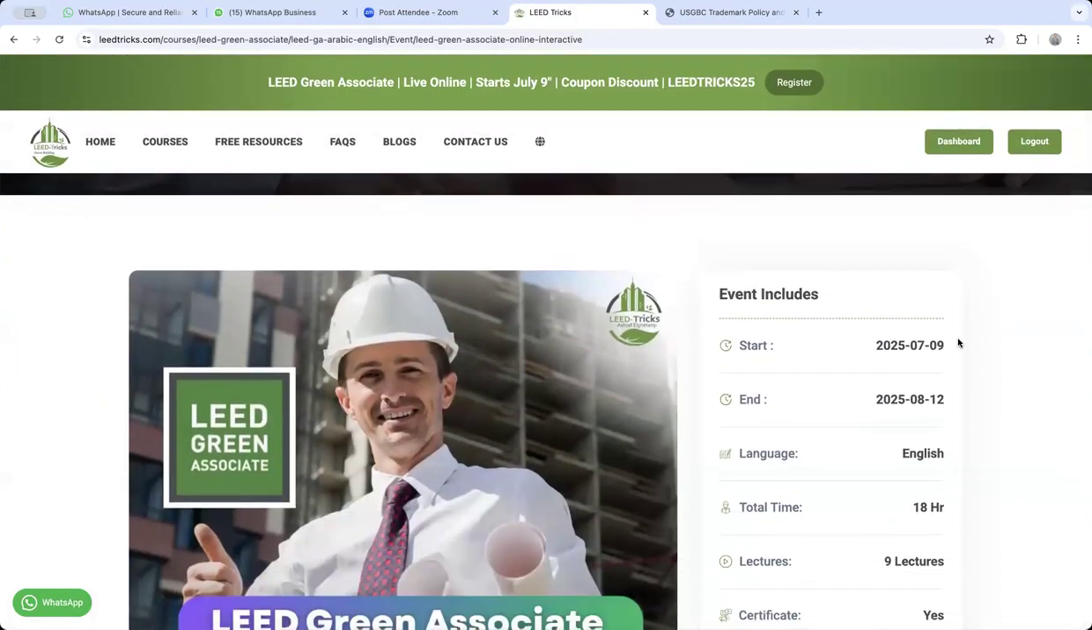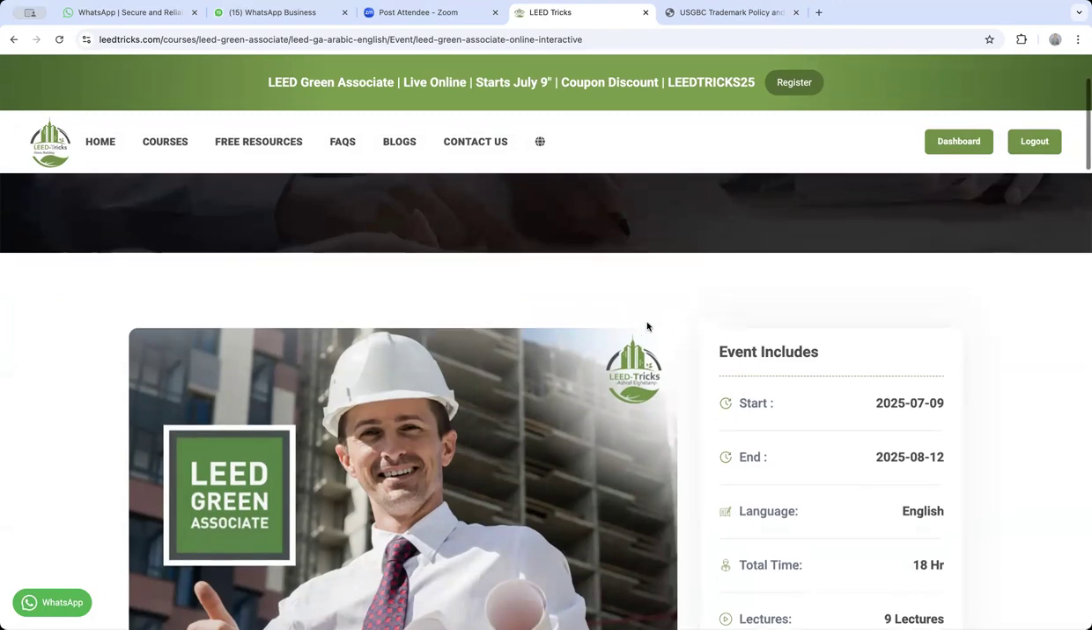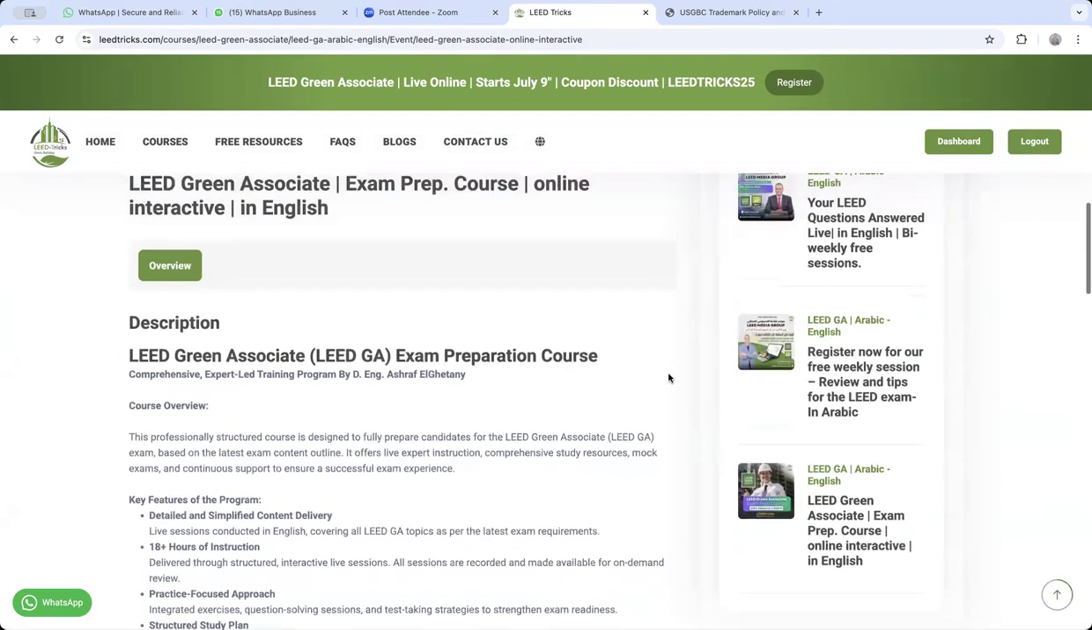The content, the start time, the end time: it's in English, 18 hours, 9 lectures. It starts on the 9th. I think the 9th will be what date? Saturday, I think, so it will be Saturday and Tuesday, I believe, or Sunday and Wednesday. It depends on what the 9th is. If the 9th is Saturday, it will be Saturday and Tuesday.